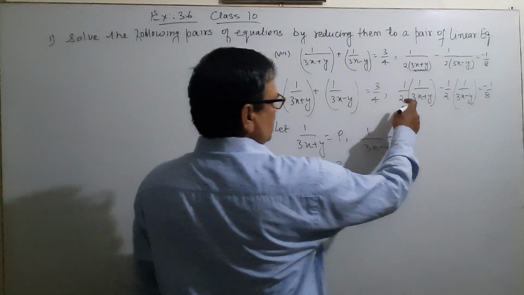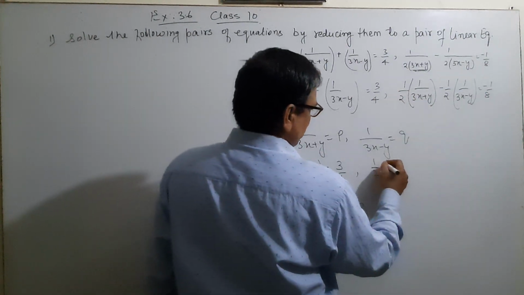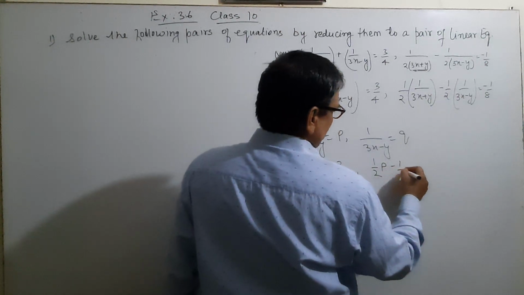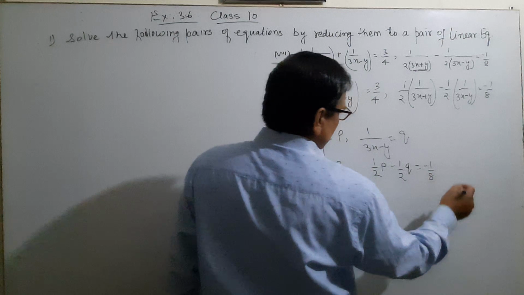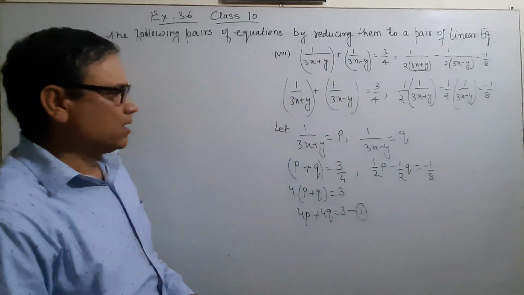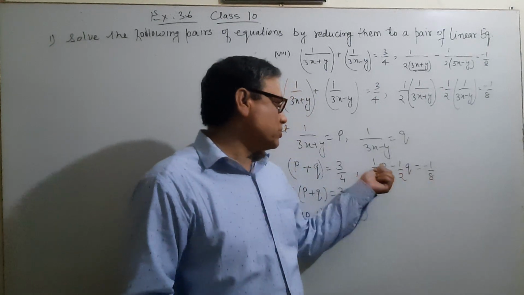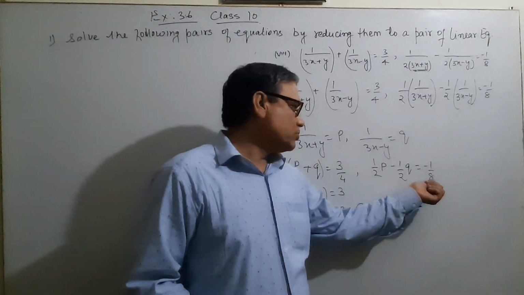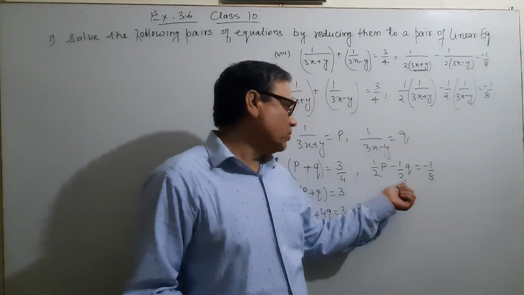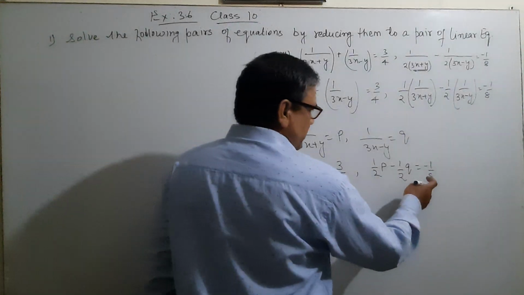And now here is 1 by 2 into P minus 1 by 2 into Q is equal to minus 1 by 8. What should we do now? This 8 is the denominator and we cross multiply. We need not take the LCM, because 8 is in the table of 2, so we multiply 8 to these terms.